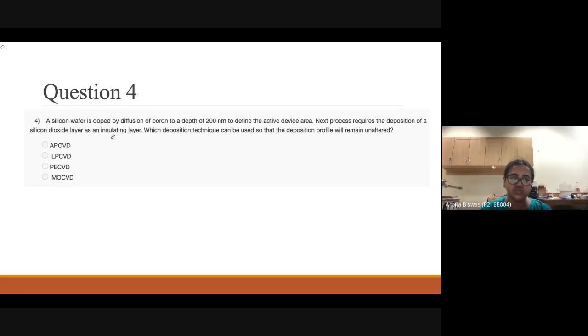So next is question number four. A silicon wafer is doped by diffusion of boron to a depth of 200 nanometers to define the active device area. The next process requires the deposition of a dioxide layer as an insulating layer. Which deposition technique can be used so that the deposition profile will remain unaltered? The first option is APCVD, second is LPCVD, third is PECVD, and the fourth option is MOCVD.